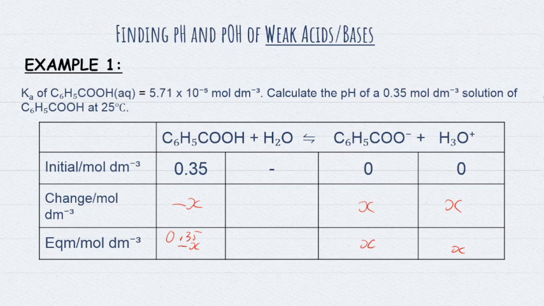Now, because this value of X is very low relative to 0.35, we're going to assume that this equilibrium amount of benzoic acid is relatively constant at 0.35. Now, do not put this 0.35 inside the ICE table. Ultimately, it is still 0.35 minus X. It's just that in our calculation for finding pH and pOH of weak acid and weak bases, we're going to assume it to be 0.35. Of course, there are exceptions, and you will see that exception later on.